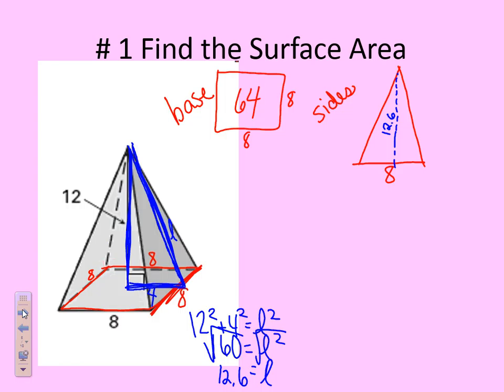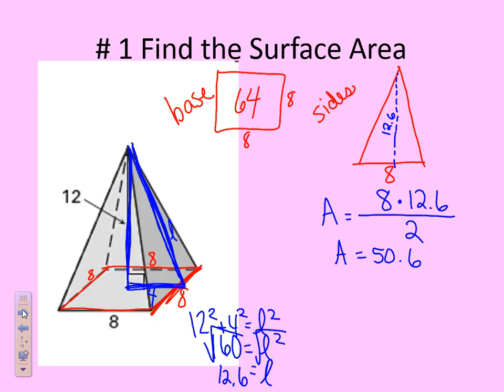So can I find the area of one triangle on the side? Sure. What's the base of the triangle? 8. What's the height of the triangle? 12.6. So base times height divided by 2 is the area formula for a triangle. So we'll take that 12.6 times 8, and then we'll divide it by 2, and we get an area of 50.6. That's the area of one triangle.